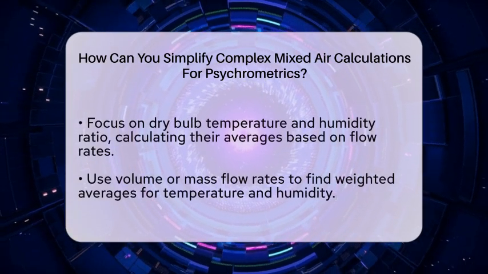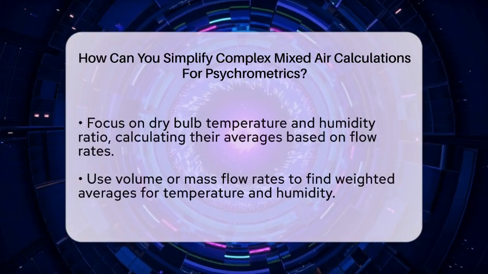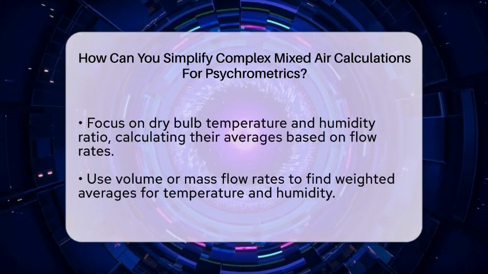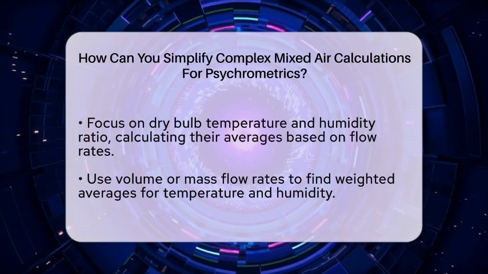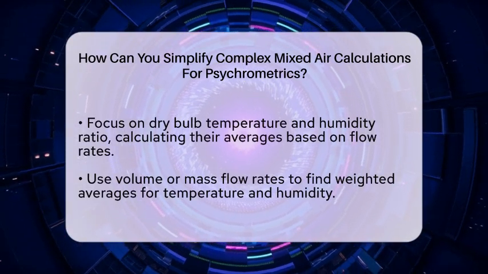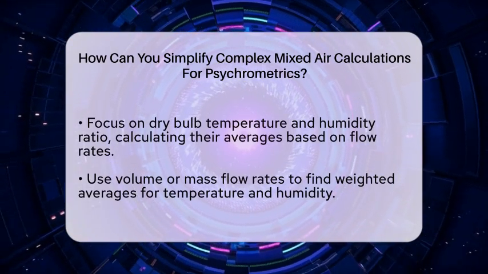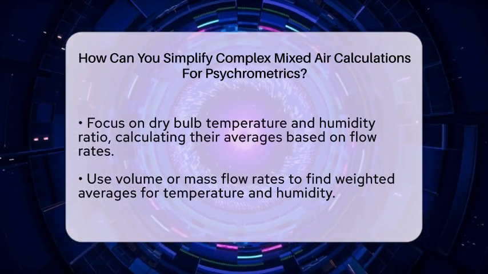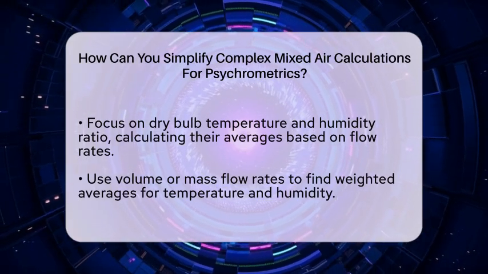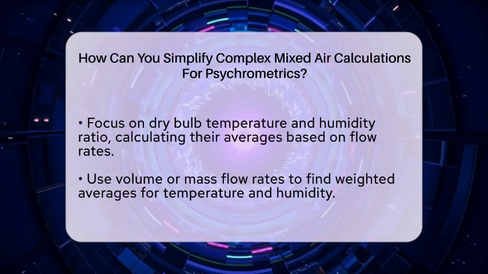Digital tools like calculators or spreadsheets can also do the math for you, saving time and reducing errors. Focus on the dry bulb temperature and humidity ratio. These are the main properties that change when mixing air. To simplify, calculate their averages based on the flow rates of each stream.